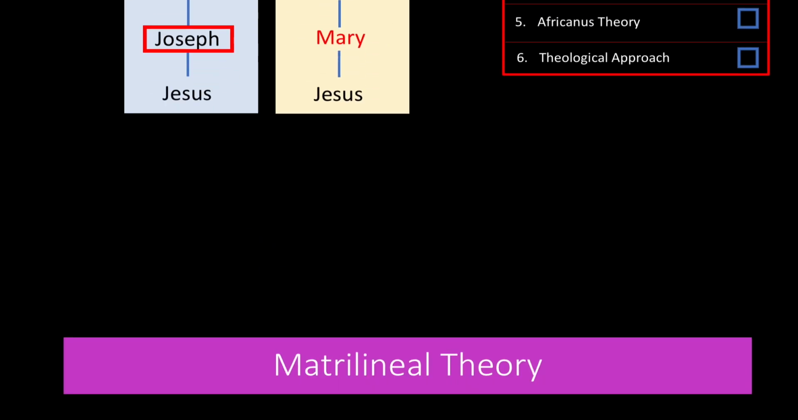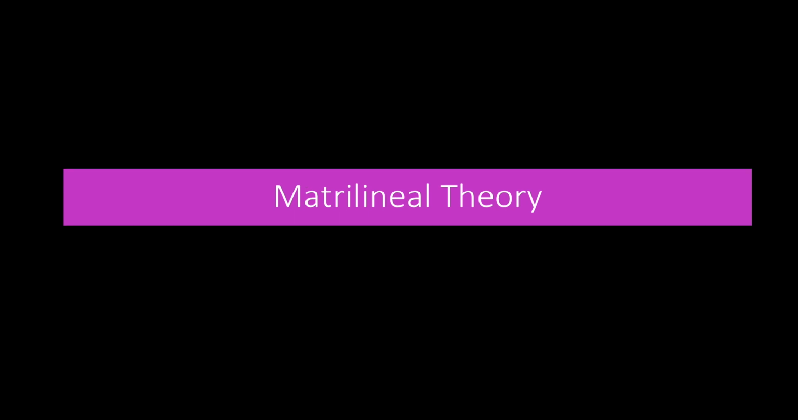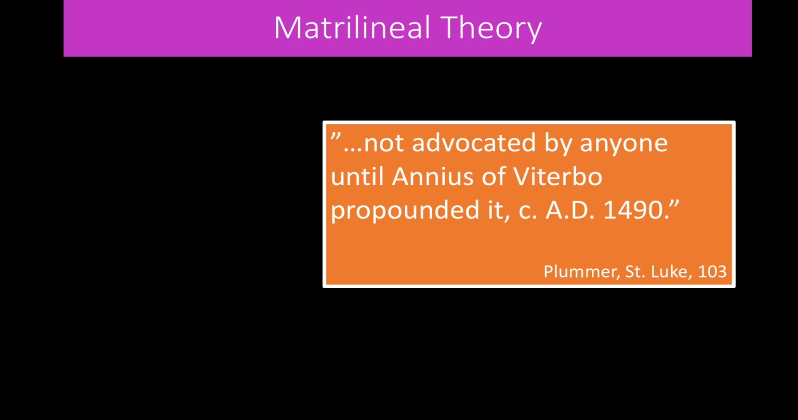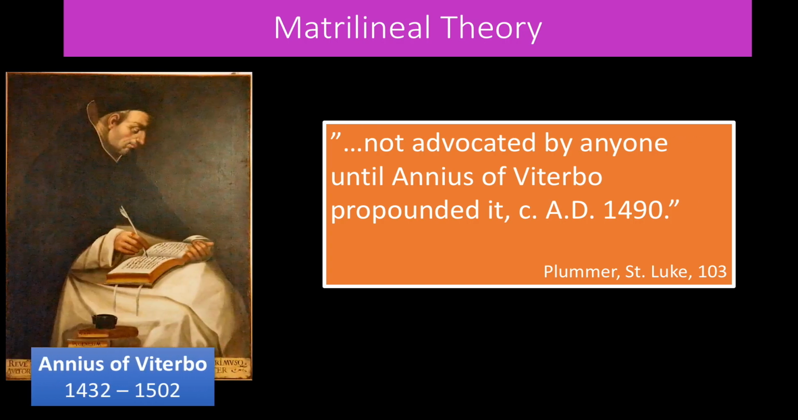Now, who was the first person to propose the matrilineal theory? In his commentary, Plummer notes that this theory was, quote, not advocated by anyone until Aeneas of Viterbo propounded it in AD 1490. Now, this is a very important point, and it should pique our interest: the fact that this theory was not proposed until the 15th century. That is a curious fact, and one that we will return to later in this presentation.